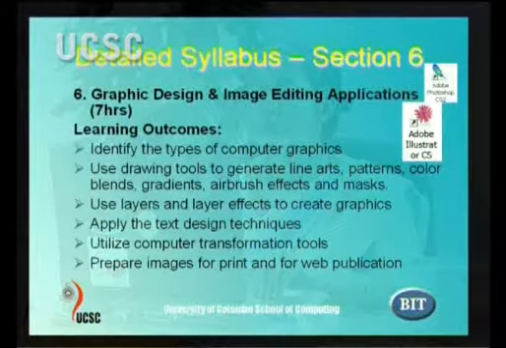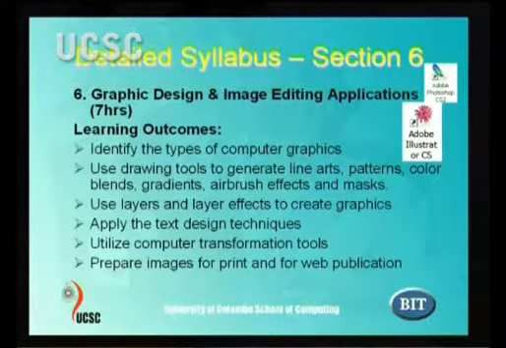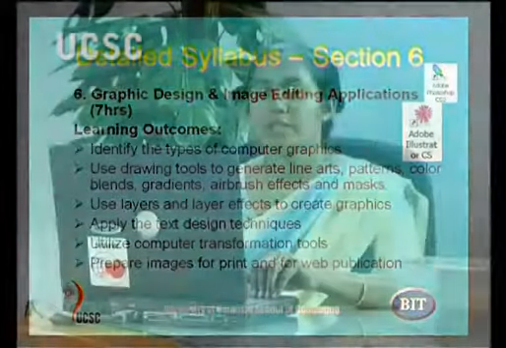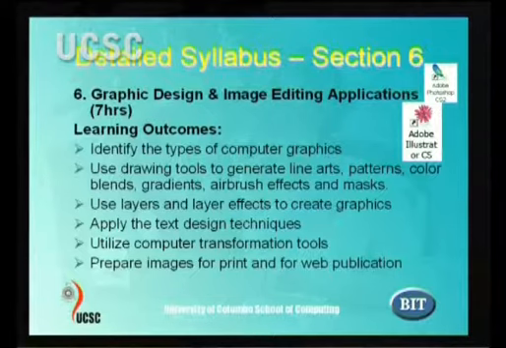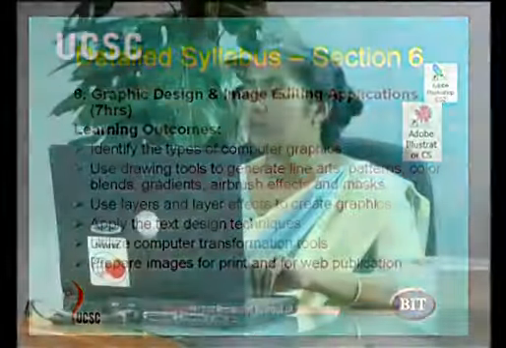Okay. So if we move on to the next section, which is graphic design and image editing applications, we have allocated 7 hours for that. And what will be the specific learning outcomes? They should be able to identify the types of computer graphics and use drawing tools, generate art, line arts, patterns, color blends, gradients, airbrush effects and masks. And there are layers. They should be able to work with layers and apply layer effects to create graphics. They should be able to apply text design techniques. Text in graphics we call type. And then they should be able to utilize computer transformation tools and prepare images for print and for web publications.